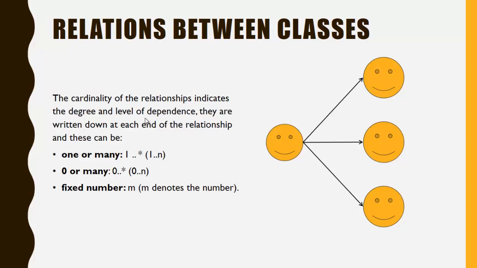The cardinality of the relationships indicates the degree and level of dependence. They are written down at each end of the relationship, and this can be one or many, zero or many, or a fixed number.